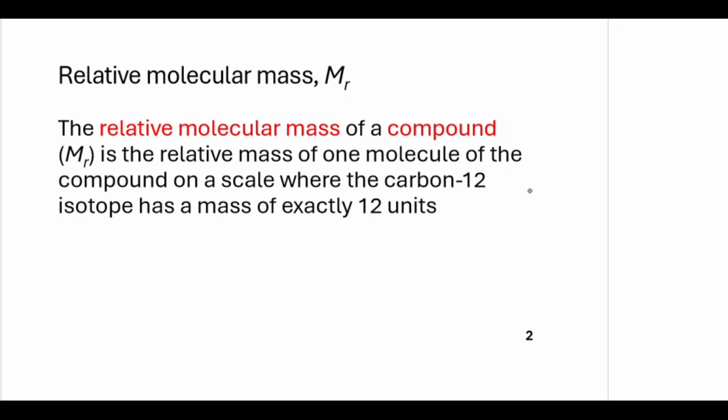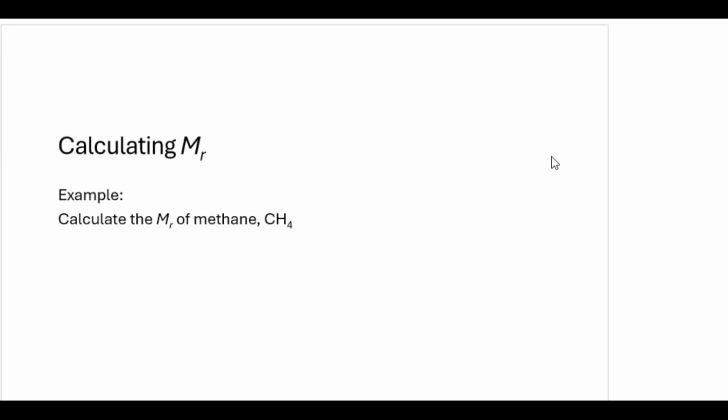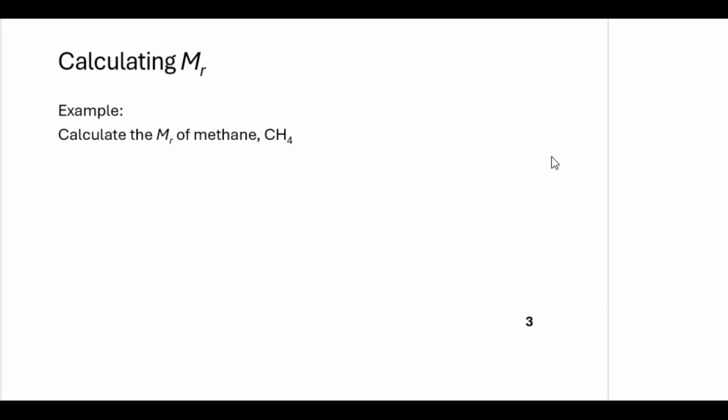So the definition can be explained further, but for the purpose of this class, we don't really need it. We will go ahead into the calculation part. But before we get there, let's look at some concepts first. We want to learn how to calculate that relative molecular mass. We can find the relative molecular mass by adding up the relative atomic masses of all the atoms present in the molecule. For example, we have the methane molecule here.